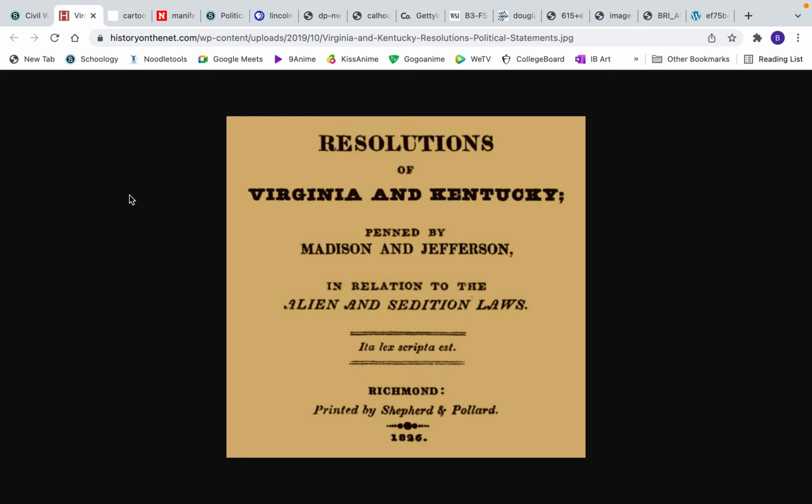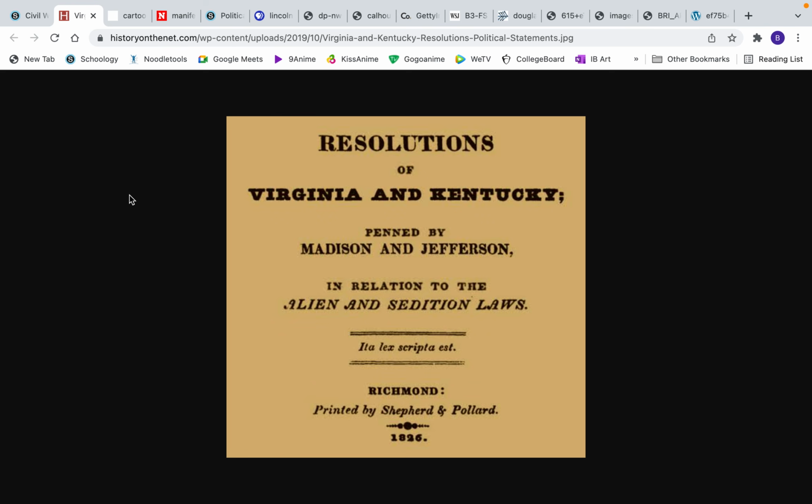The Alien Friends Act says that the president can deport any alien that could be considered dangerous whether or not the United States was at war with the country. And the Sedition Act says that any person authoring or printing false, scandalous, and malicious writing against Congress or the president that defames them could be punished.